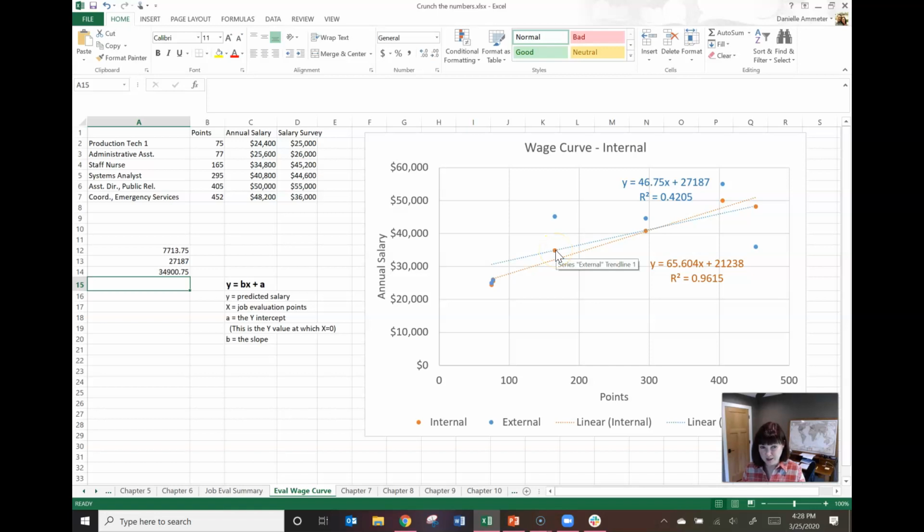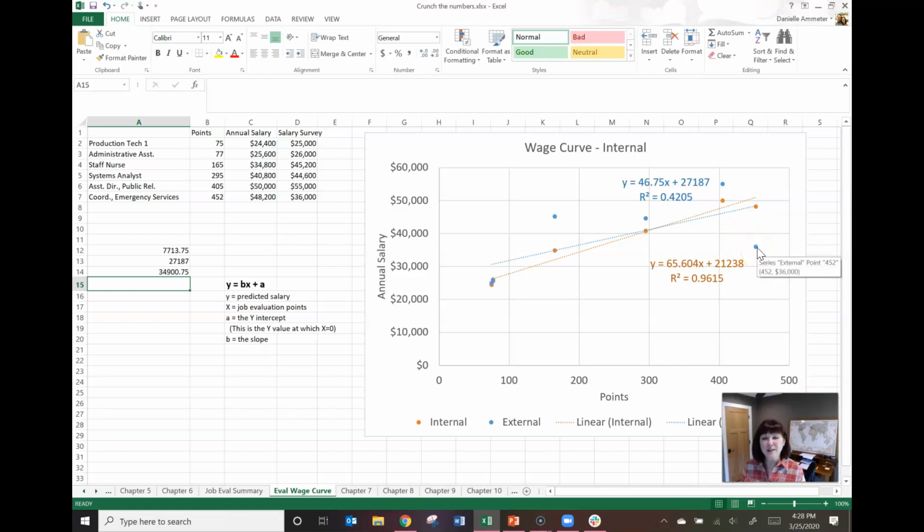The problem is that the rest of the market probably doesn't really see that a staff nurse has so little value, so few compensable factors. That's where we're going to have to really examine that. What are we doing? Is our nurse different than the other nurses? The same is true here. If we go all the way to the end, if you look at the market pay line, our orange dot is right on it. But the problem is that the market for coordinator of emergency services is way down here.